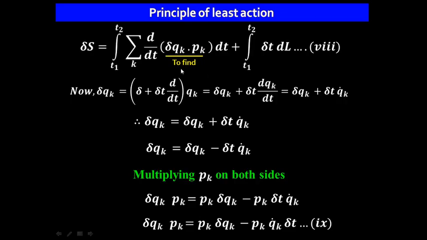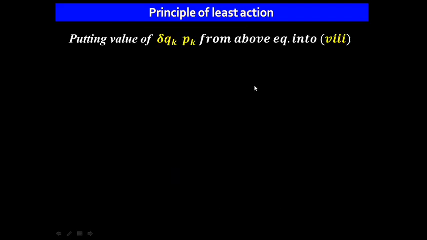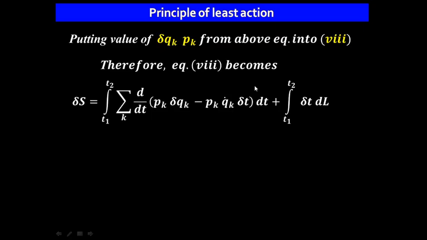Now we have the value of delta qk into pk in equation number 9, so we'll put it into equation number 8. After putting the value, equation number 8 becomes: delta s is equal to the integral from t1 to t2 of the summation over k of d by dt of pk into delta qk, minus pk qk dot delta t, into dt, plus the integral from t1 to t2 of delta t dl.